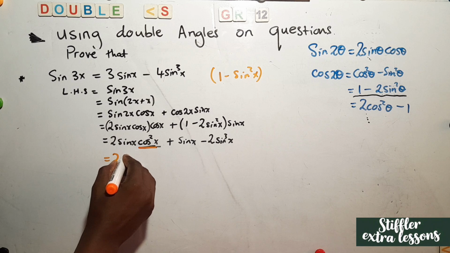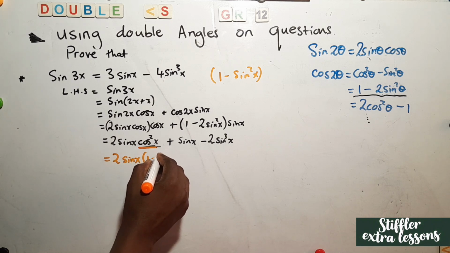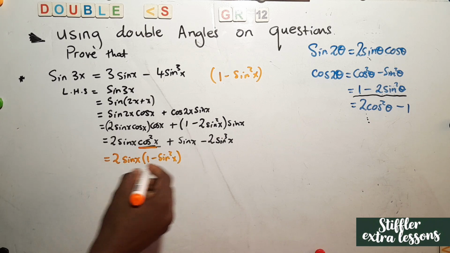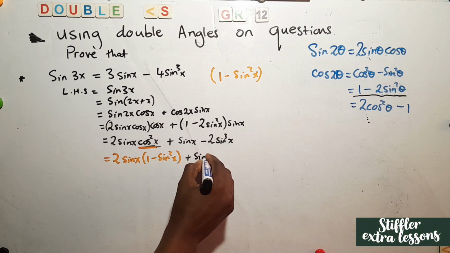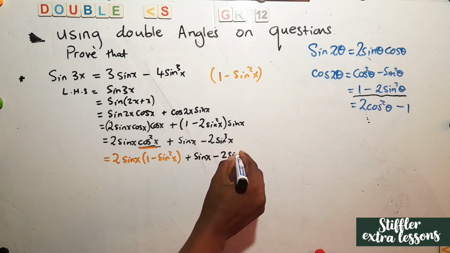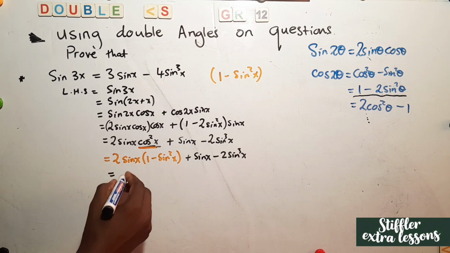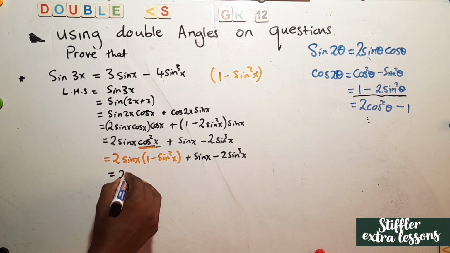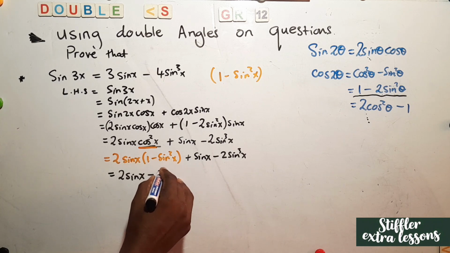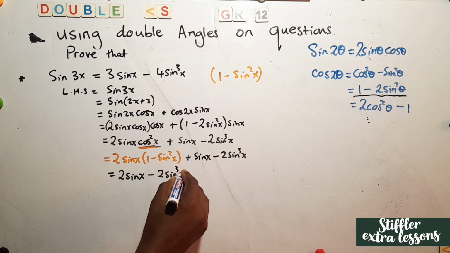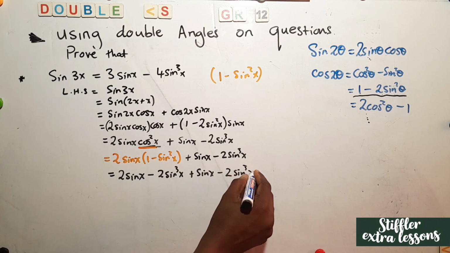So this is 2 sine x (1 minus sine squared x), like that, right? So plus sine x minus 2 sine cubed x. So now this is multiplying again everything inside the bracket. So this multiplied by 1 will just give us 2 sine x, and this multiplied by that, that's minus 2 sine cubed x, plus sine x minus 2 sine cubed x.